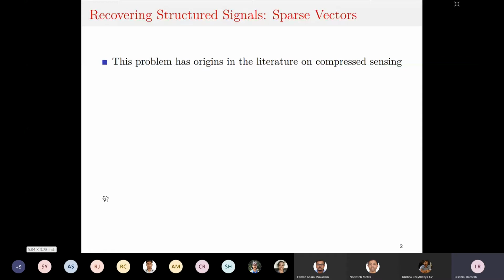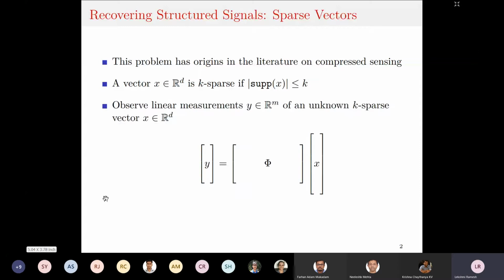The sparse vector recovery problem is very much related to the problem that I just described, and it has origins in the literature on compressed sensing. So what is this problem? There is a vector x in Rd and it is k-sparse, which means that out of the d entries, only at most k of the entries are non-zero. So the size of the support of this vector is at most k. And similar to the previous model, what you're given is a linear sketch of this vector. This vector x gets multiplied by this matrix phi, and what you get to see is this vector y, which is of much smaller dimension. And the goal here is to recover x given the knowledge of y and phi.